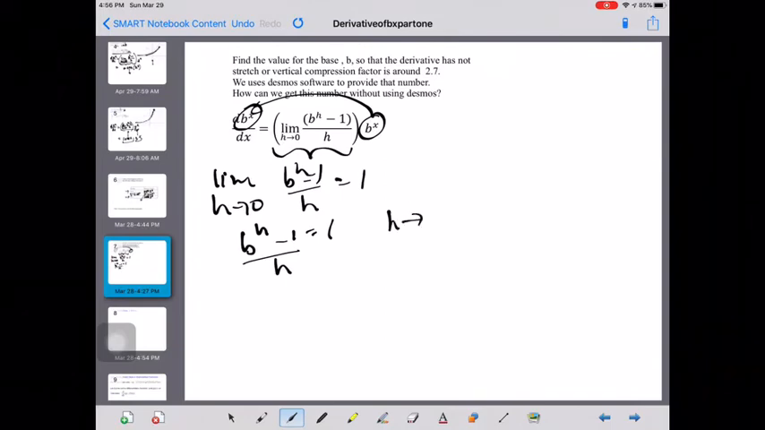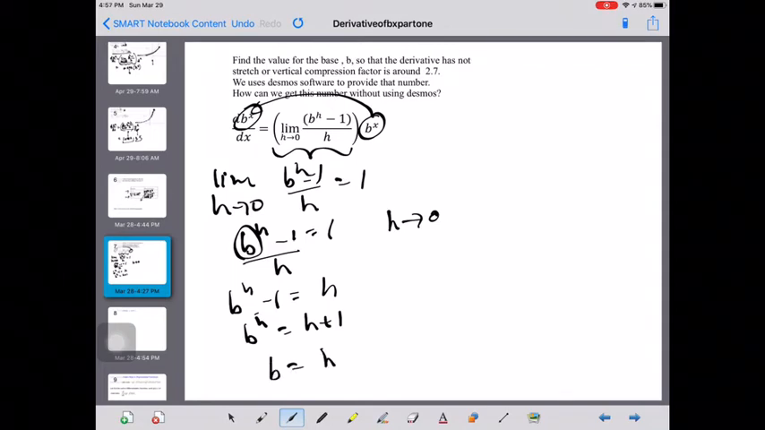I'm going to rewrite this without using limits, and I'm going to write that h has to be very, very close to 0. I'm going to isolate for b, because the whole point is to solve for b when h is very, very small, close to 0. So I'm going to bring the h over by multiplying both sides by h. The 1 is going to go over to the other side, plus 1 on both sides. I'm going to isolate b by taking the inverse of this exponent, the power. So in this case, it's going to be b equals (h plus 1) to the power of 1 over h.